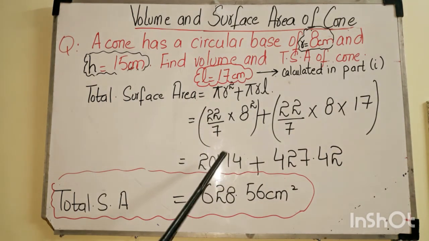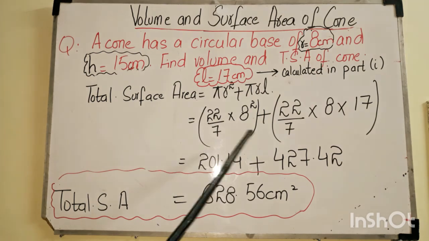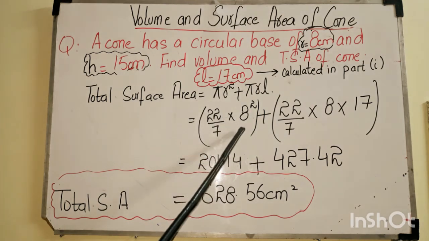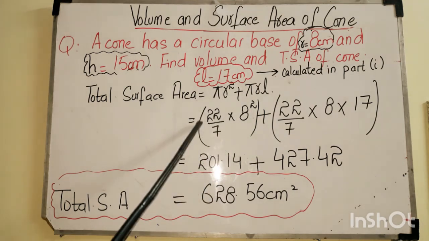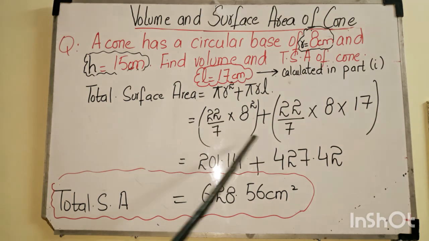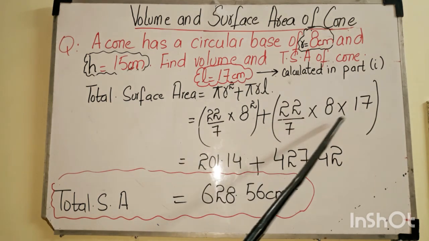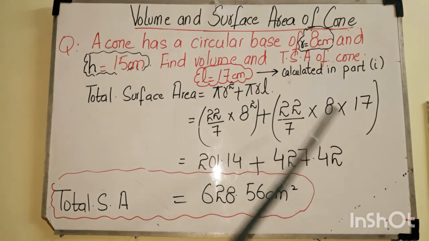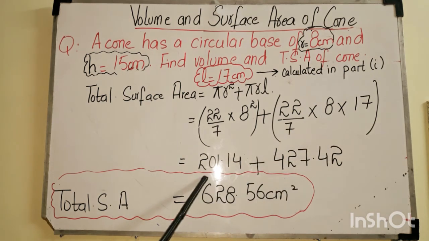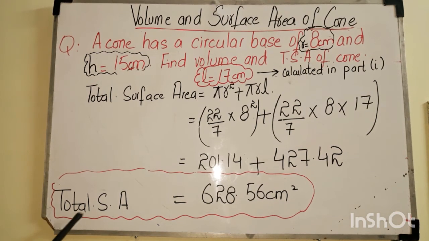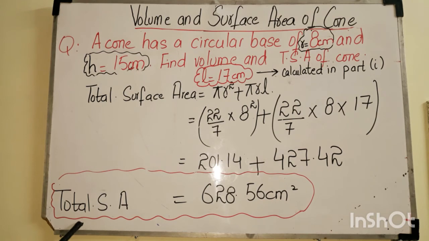Evaluating it mathematically. If you are having confusion, then I will let you know how to solve it. First calculate 8 square, then take the product with 22, then divide the whole product with 7. Here multiply 22 with 8 and then 17, and then divide that product with 7. Final answer you get will be 201.14 and 427.42. By adding both of them, I get the final answer, that is 628.56 centimeter square. This is my total surface area of the question.